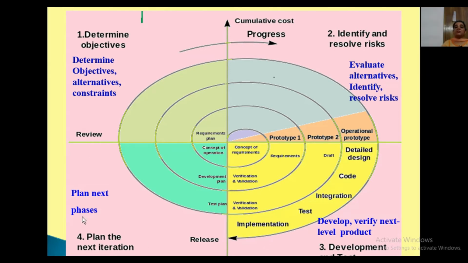Here in this particular quadrant, test plans are generated in the end to check out again if there are no errors or bugs associated with the system which is developed in the quadrant 3, so that it can be released further, and for that the plan for the next iterations are carried out. Means if the product is fine, it can be released.